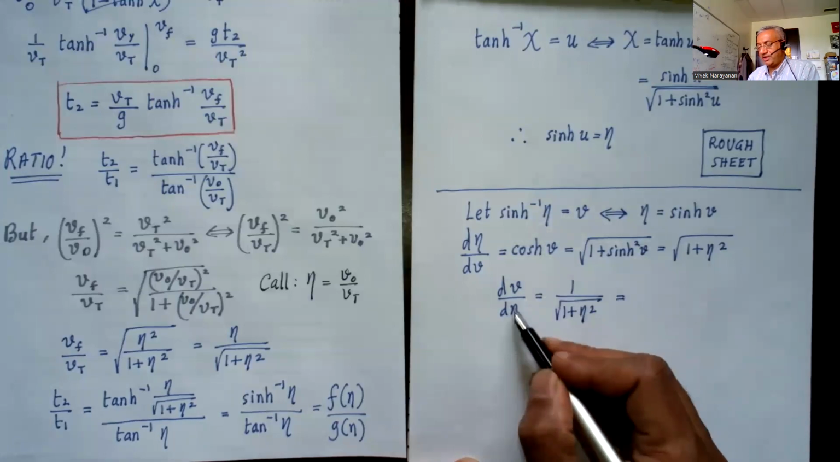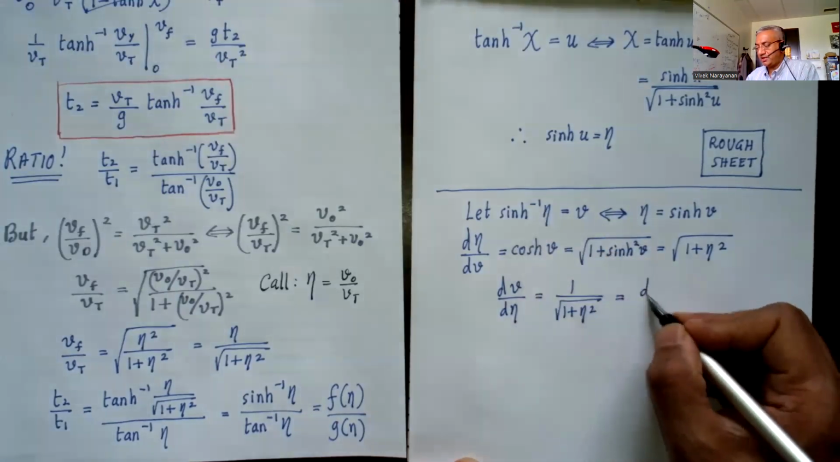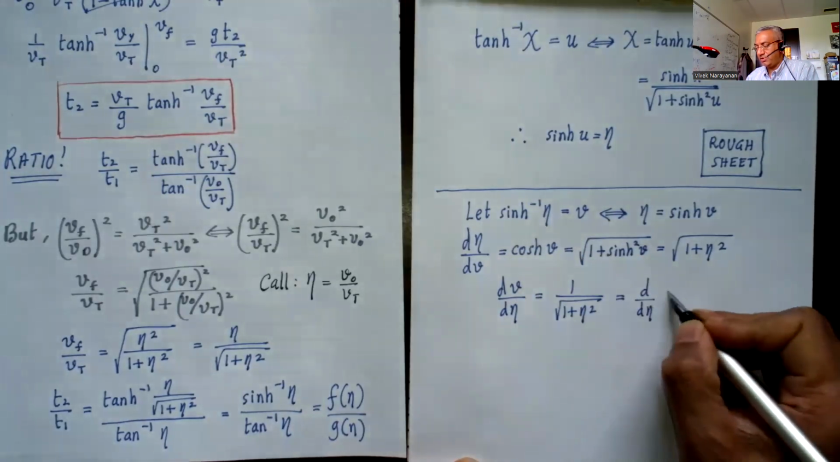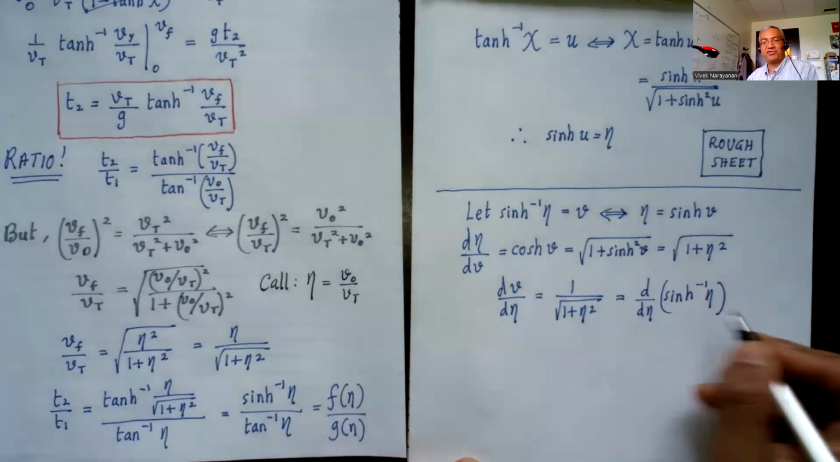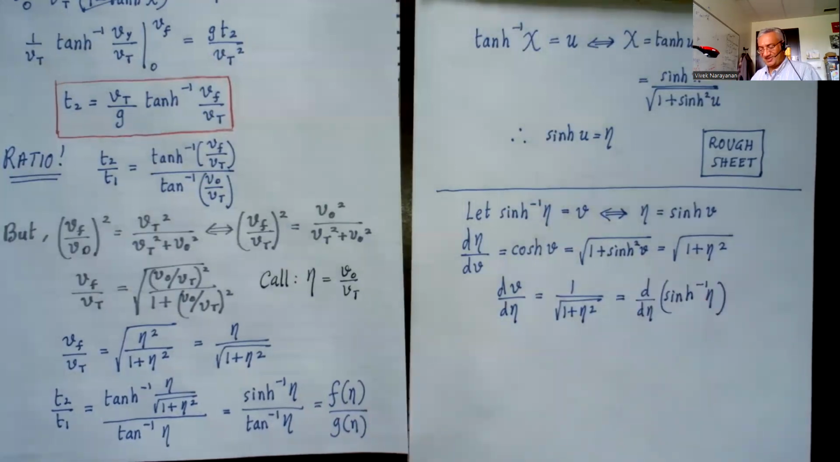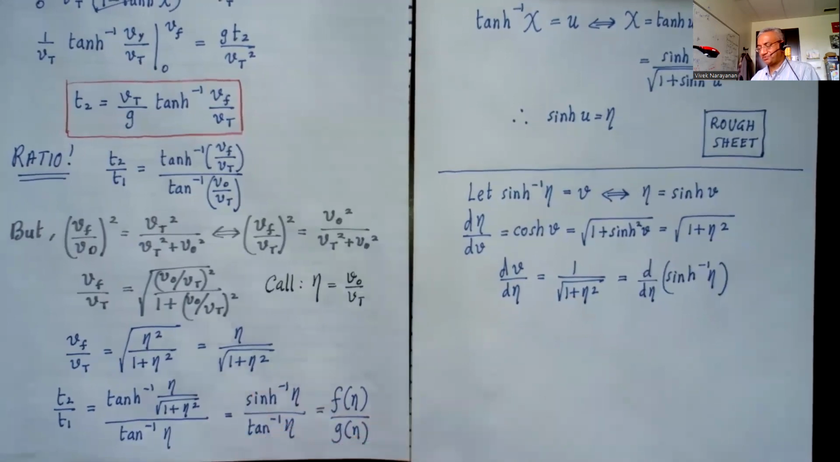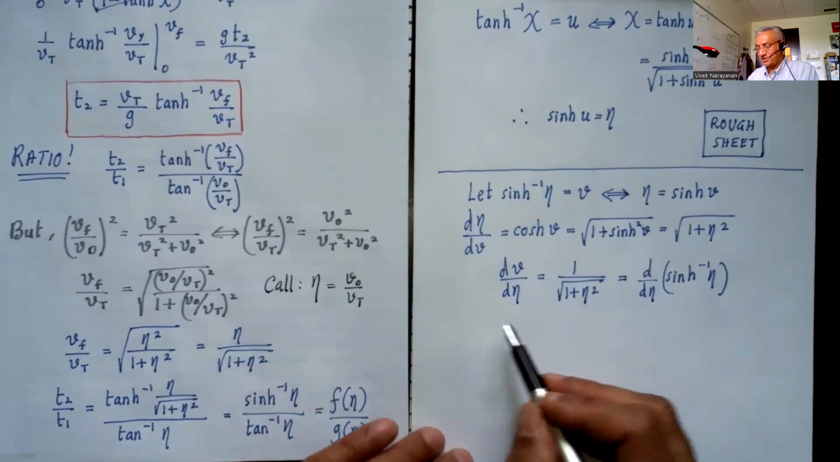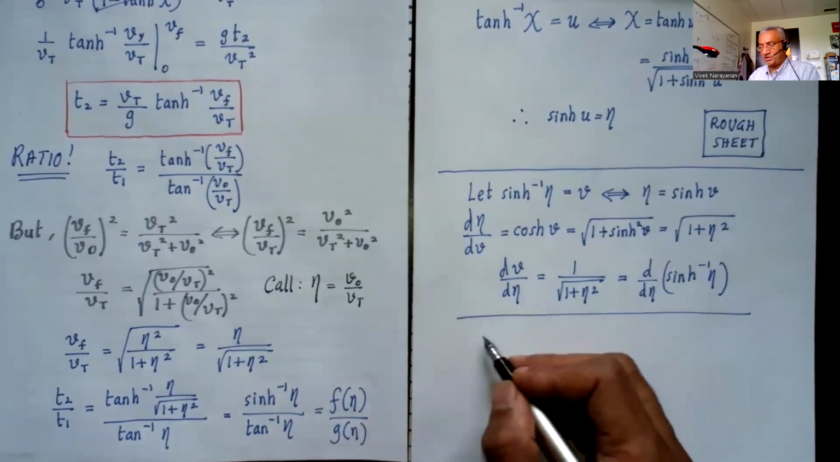But what is dv by d eta? V is sinh inverse of eta. So dv by d eta is precisely d by d eta of sinh inverse eta. In this manner, we have solved the derivative of an inverse sinh. Now, while I'm at it, let me also do the derivative of g.